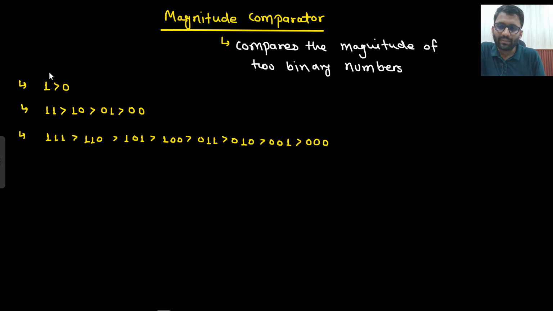Okay. Now, a very basic thing we know: 1 is greater than 0. What is the magnitude of 1 1? That is 3. 3 is greater than 2, is greater than 1, is greater than 0. 7 is greater than 6, is greater than 5, greater than 4, 3, 2, 1 and 0, right?